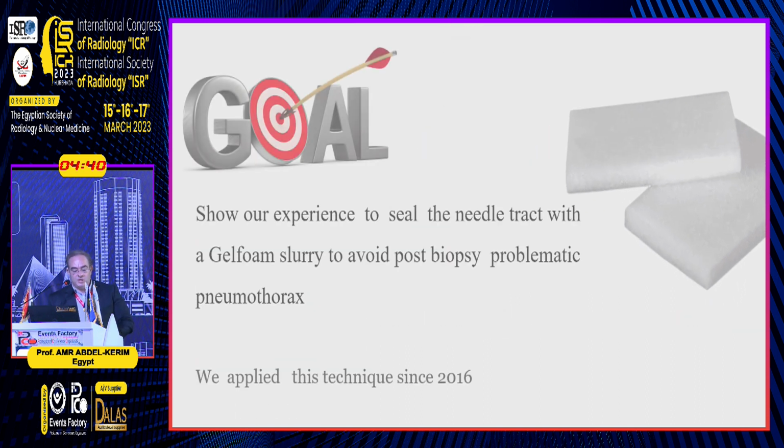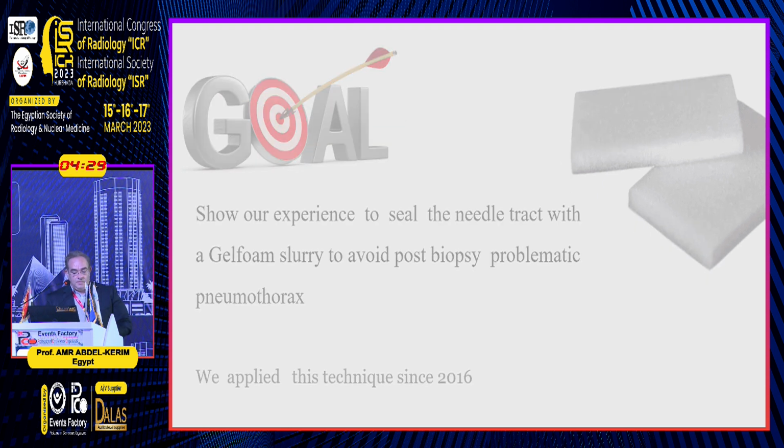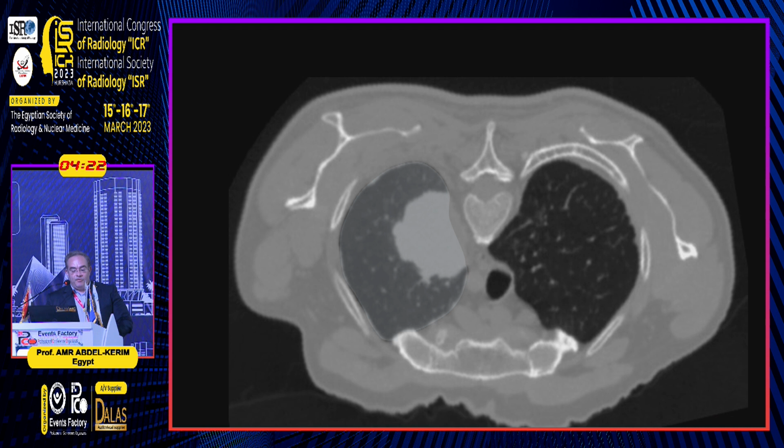So we aim to show our experience in Alexandria University sealing the needle tract with gel foam to avoid post-biopsy problematic pneumothorax. We have been implementing this technique since 2016. We prepare the gel foam in the normal regular way as we do with all of our embolizations. Biopsies are performed with the regular coaxial technique, and upon completion of the biopsy and upon withdrawal of the cheese, we start to inject small aliquots of gel foam droplets along the tract to occlude the tract, resulting in this small cast.